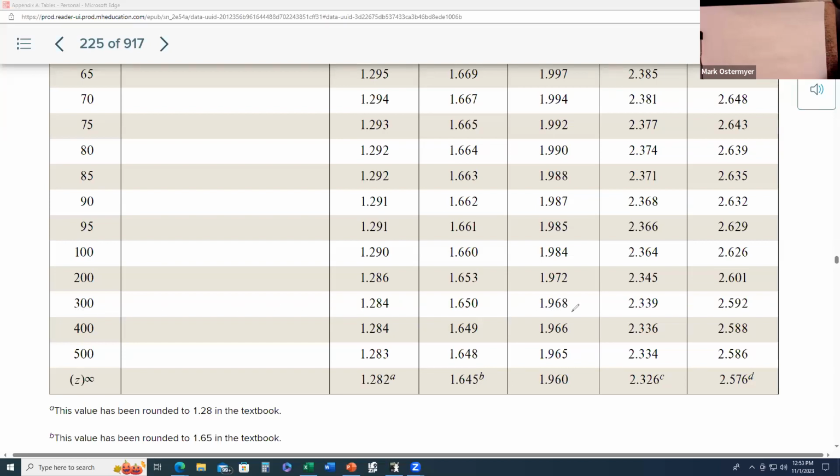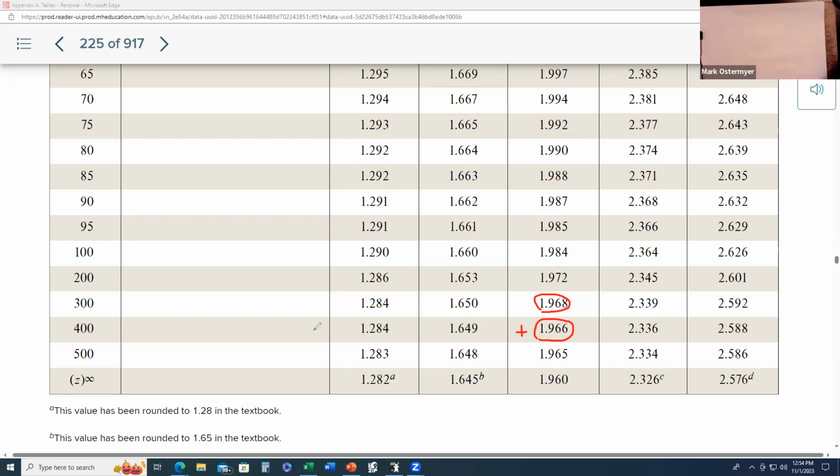So notice for 300, the critical T value is 1.968. For a sample size 400, critical T value is 1.966. Suppose that your degrees of freedom was like 350. So how would you find the average of these two numbers? You would add them up and then divide by what? Just divide by 2, correct? That's how you could find the critical T value for any sample size whose degree of freedom is like 350, dead center between 300 and 400.